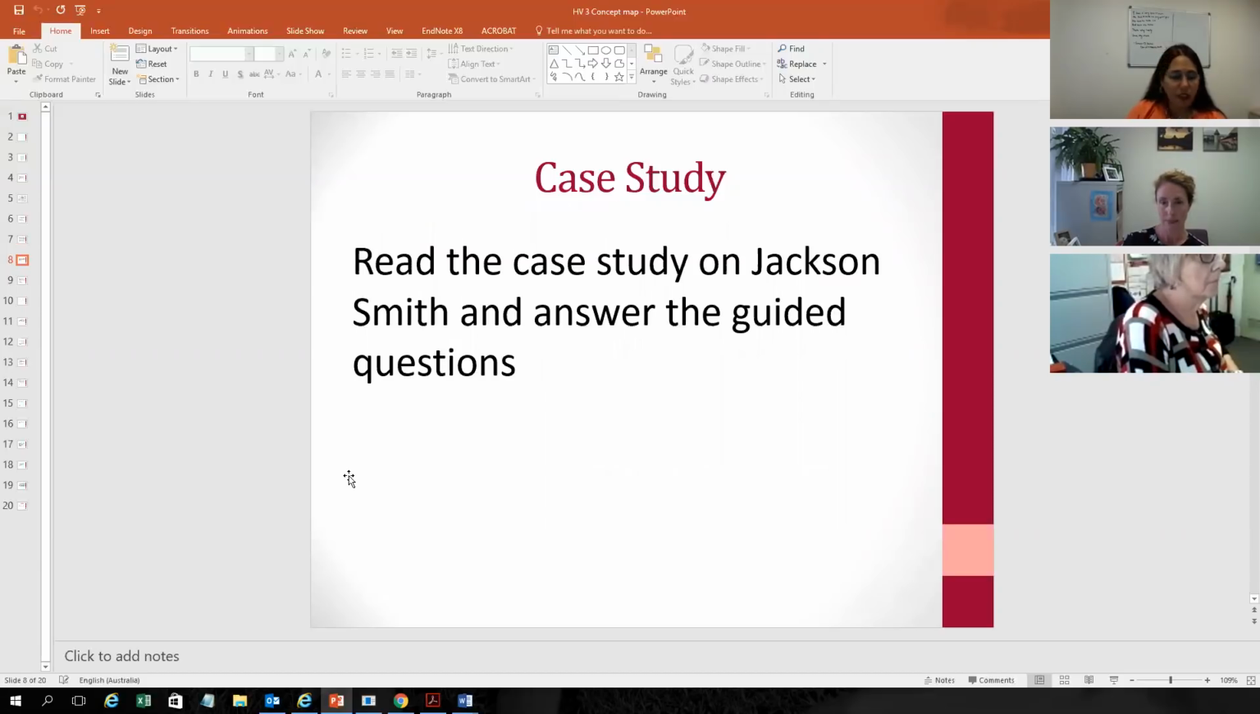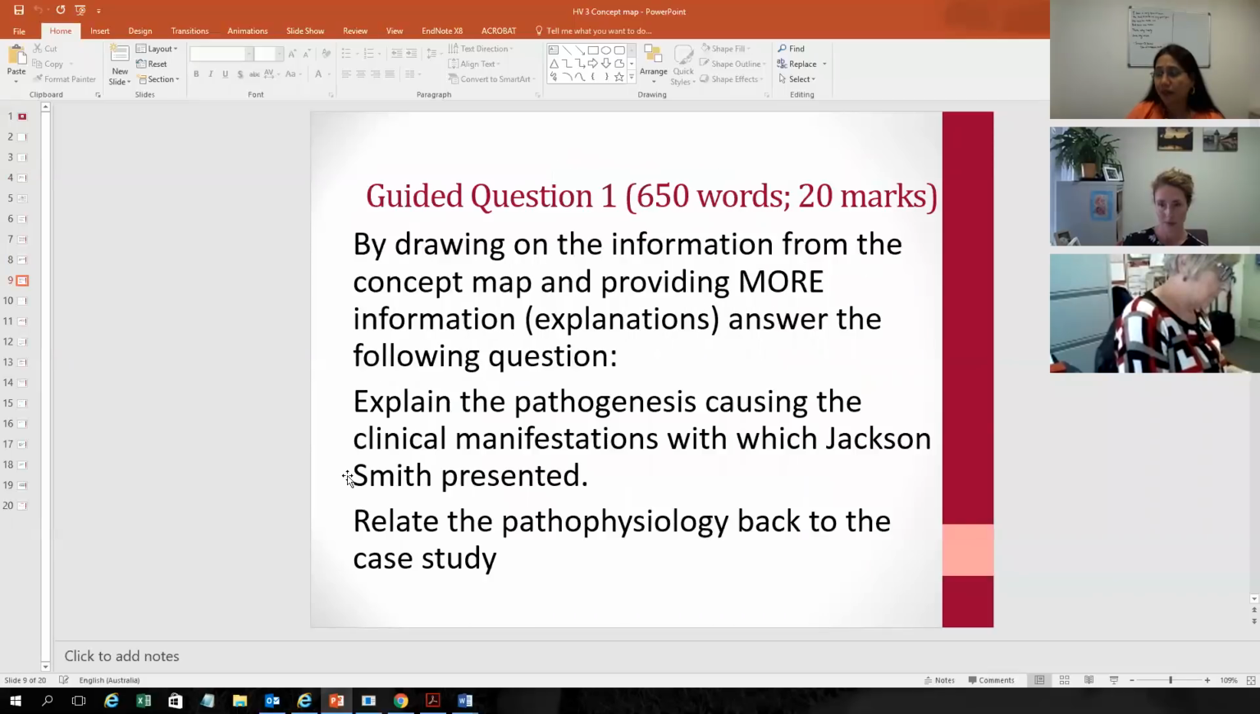Okay, everyone, you know there's a case study given to you, so please read the case study on Jackson Smith and then answer the 3 questions. The first question is worth 650 words, by drawing on the information from the concept map and providing more information. So remember, you have your template, then you inserted some information in the concept map. Use those 2 sources, but you might find that you may or may not need additional information. So use the information that you have and answer the 3 questions.